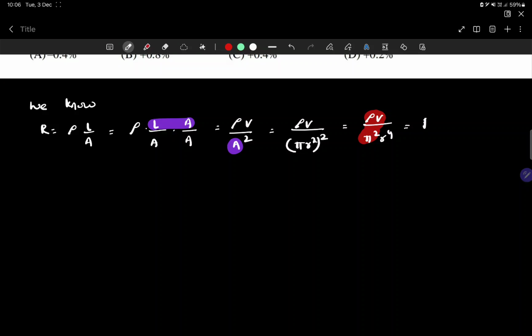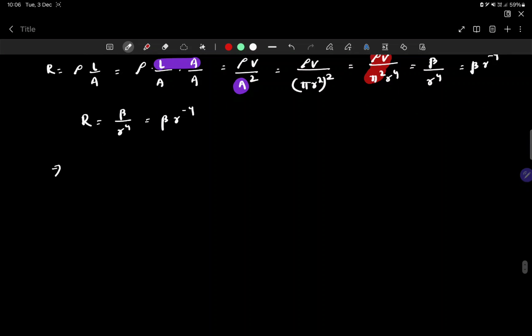Let this constant be beta. So beta by r to the power 4, or beta into r to the power minus 4. This is the value of R, so capital R is equal to beta by r to the power 4, that is beta into r to the power minus 4. So now we can write d capital R by d small r. So what will be the value? d by d small r of beta into r to the power minus 4.